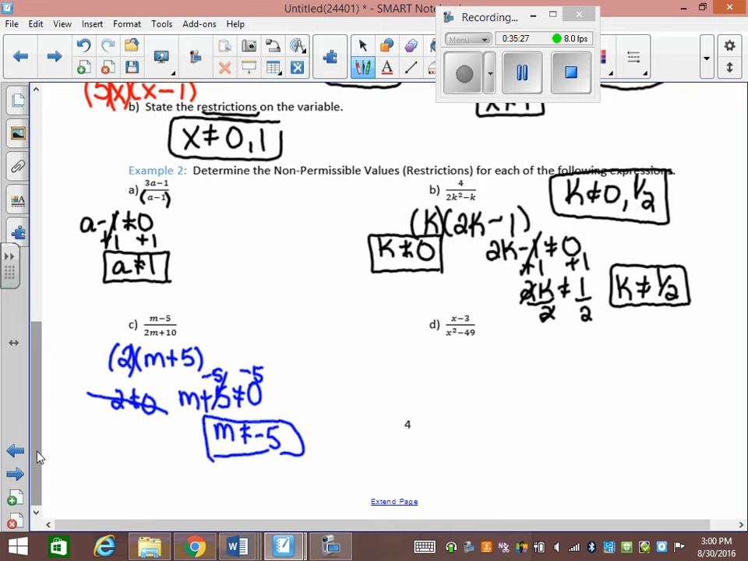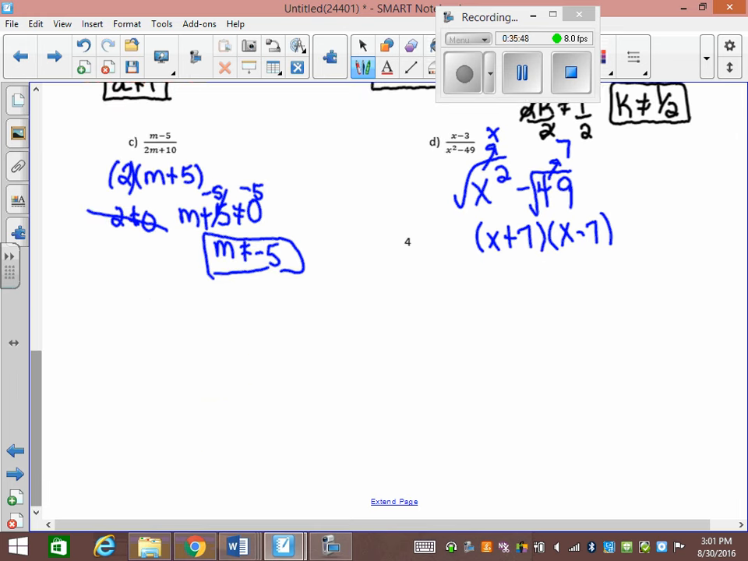X squared minus 49 is the difference of squares. X squared minus 49. 2 terms with the minus sign. Always check. The square root of x squared is x. Square root of 49 is 7. Then we get x plus 7, x minus 7. So I'm going to set them both separately. X plus 7 can't equal 0. X minus 7 can't equal 0.